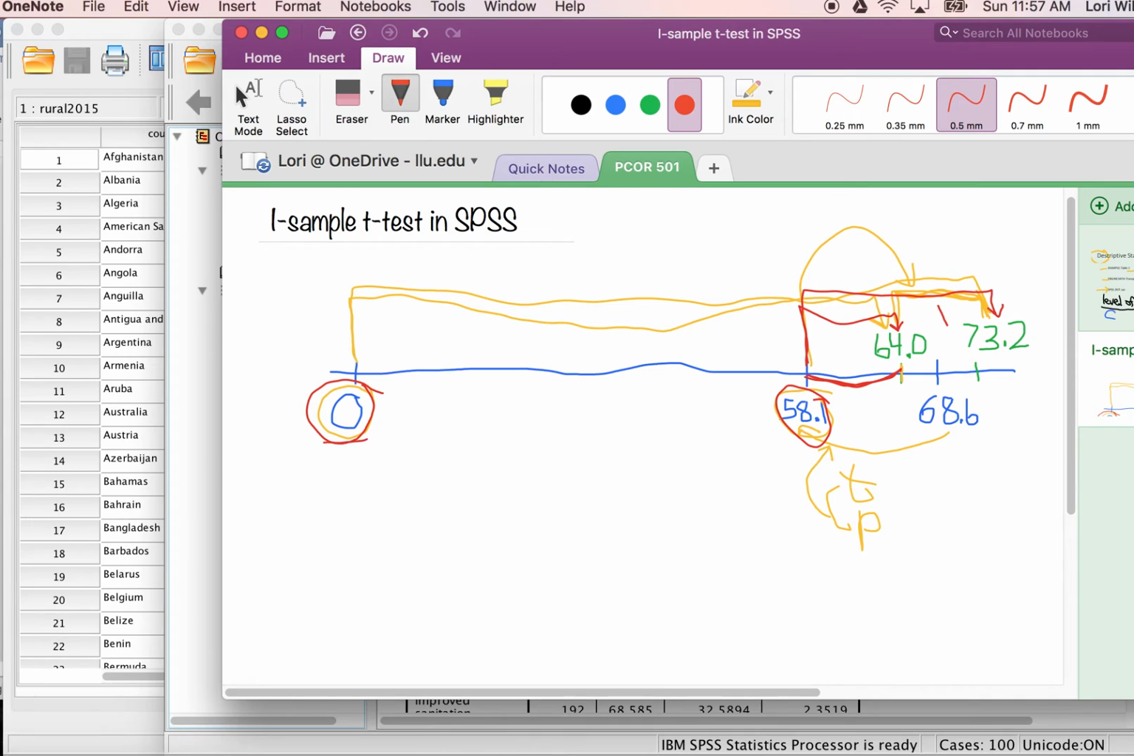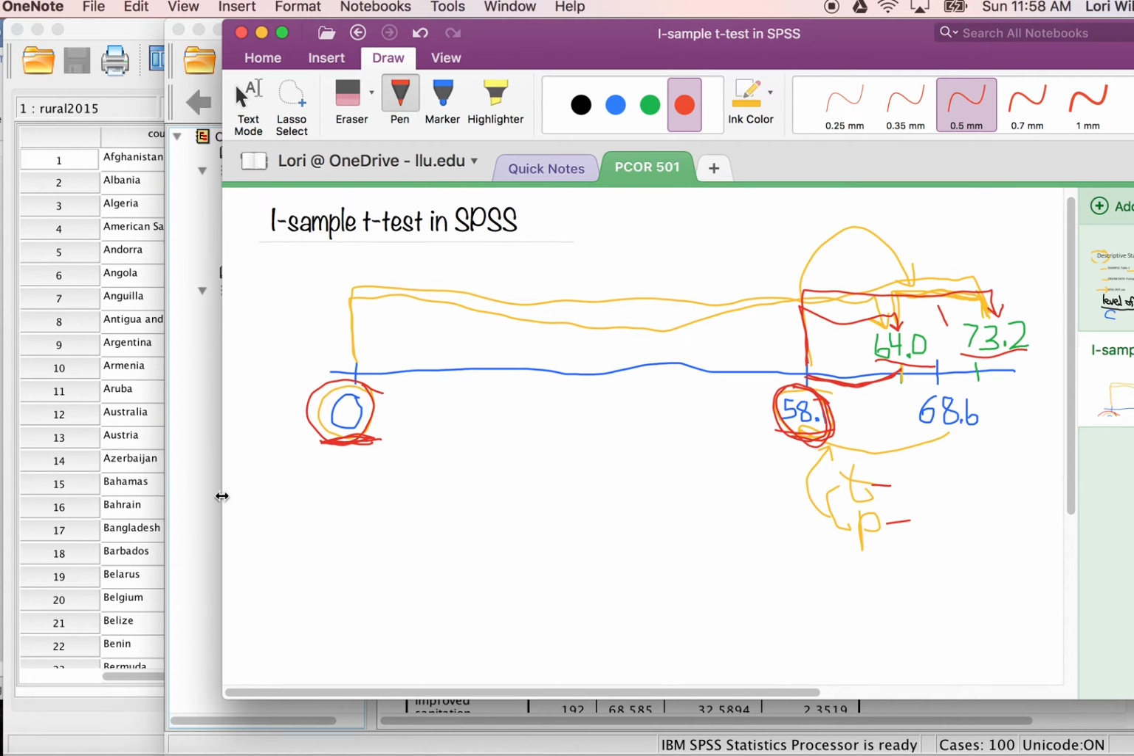So when I test it with 0, what that gets me is the actual values for my confidence interval. When I test it against the value that I'm interested in, it gets me my t-value and my p-value. So essentially, when I test it against a test value of 0, the t-value and the p-value don't mean anything for this particular hypothesis question.